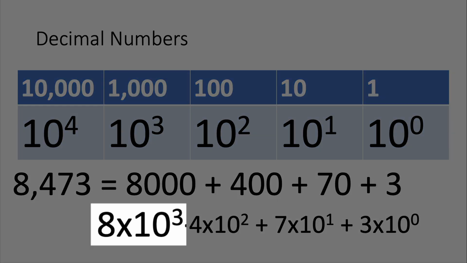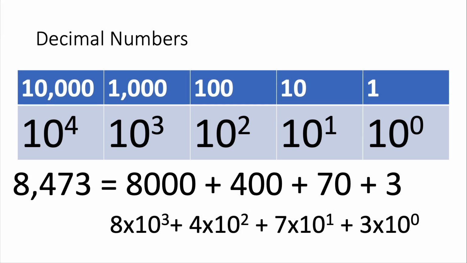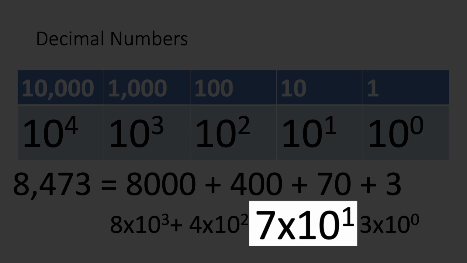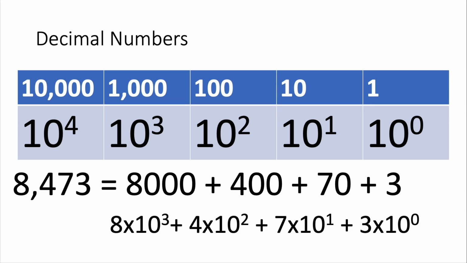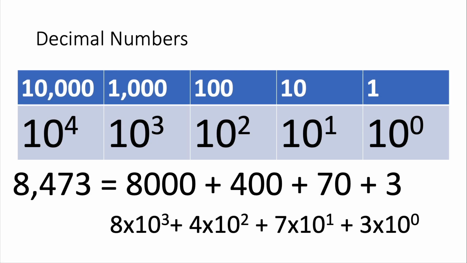We could say that 8 is the thousands place, which is represented as 10 to the third power. The 4 is in the hundreds place, which is represented as 10 to the second power. 7 is in the tens place, which of course is 10 to the first power. And the ones place is really a disguise of 10 to the 0 power. Remember, in exponents, any number raised to a 0 gives you the number 1 as an answer.